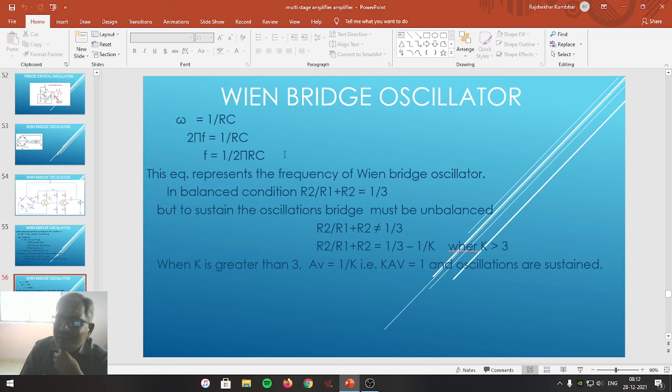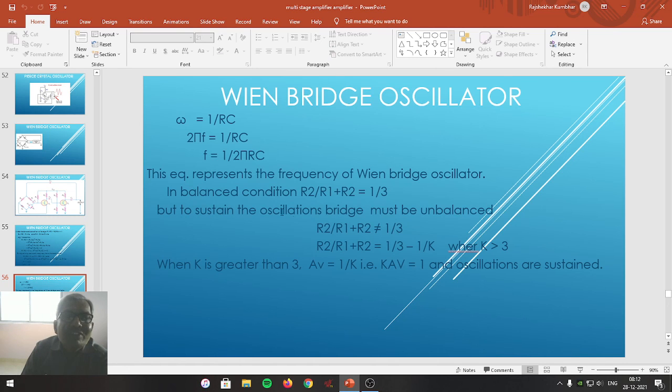Now, let us see how the second condition of Barkhausen criteria is satisfied to sustain the oscillations in the Wien-Bridge. But we already studied that in balanced condition, R2 upon R1 plus R2 is equal to 1 by 3. If this condition is satisfied, then we will get output equal to 0. No oscillations are going to be set up. Therefore, this condition R2 upon R1 plus R2 should not be 1 upon 3. It must be different.